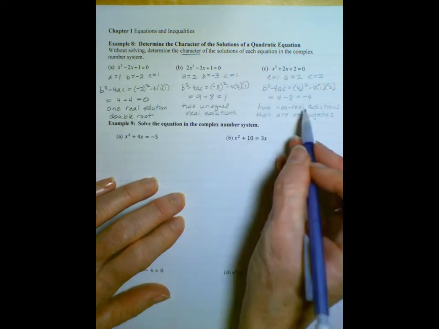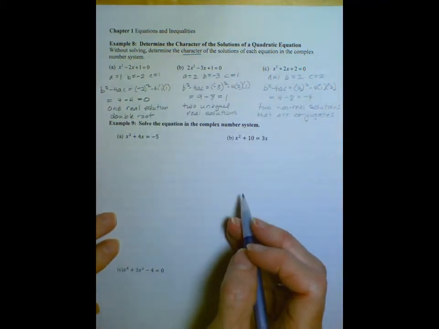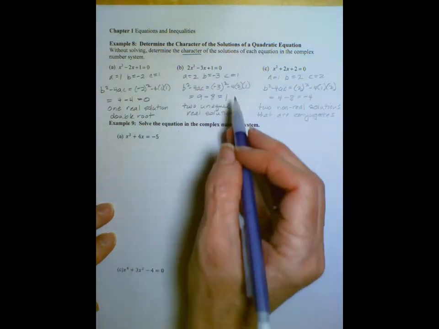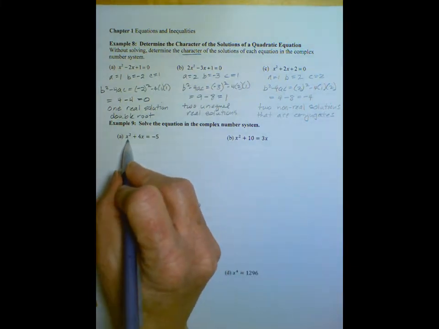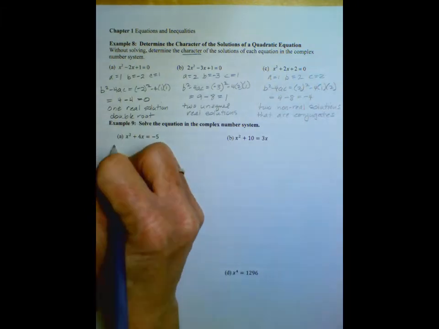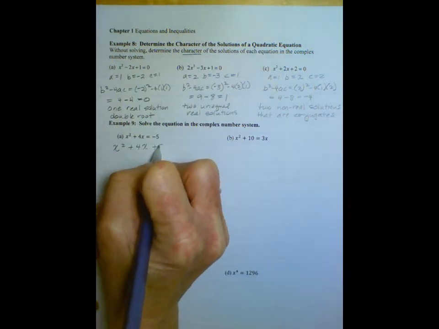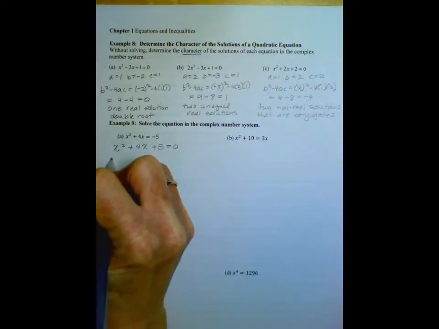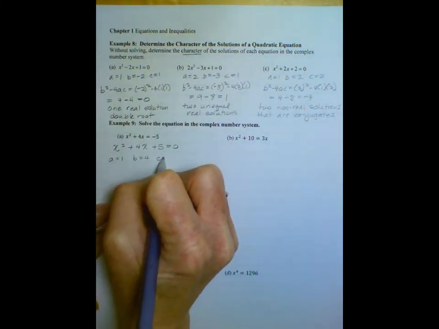Two unequal real, two non-real, one real. That's a double root. Okay, so now let's use this information, use what we've learned to solve equations in the complex number system. We're going to use the quadratic, and we have to have it in standard form. So the first thing will be to add 5 to both sides. Identify a, b, and c. A is 1, b is 4, c is 5.